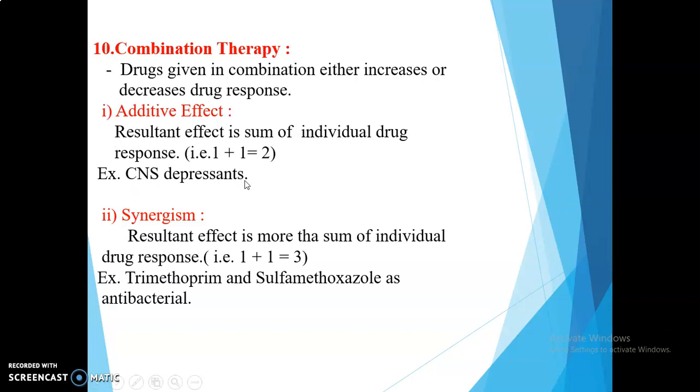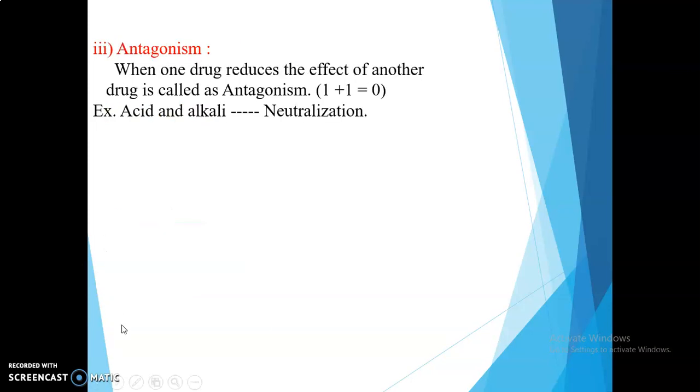Example, CNS depressant drugs like barbiturates, phenobarbital and diazepam given together. Synergism. When two or more drugs are given together, the total pharmacological effect is more than the sum of their individual drug responses. That is, 1 plus 1 is equal to 3. Example, cotrimoxazole, that is a combination of trimethoprim and sulfamethoxazole, is used as an antibacterial and shows the synergistic effect. Whereas, if one drug increases the duration of action of another drug, then it is called time synergism. Example, procaine given along with adrenaline.